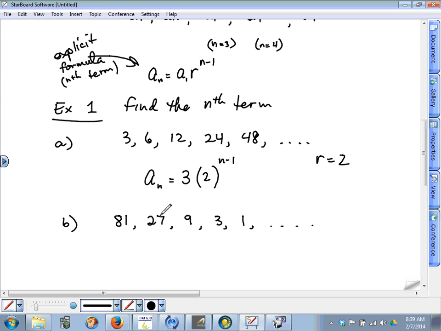Okay. To go from 81 to 27, we can multiply it by a third. To go from 27 to 9, we can multiply it by a third. To go from 9 to 3, we can multiply it by a third. So the common ratio appears to be 1/3. R equals a third.